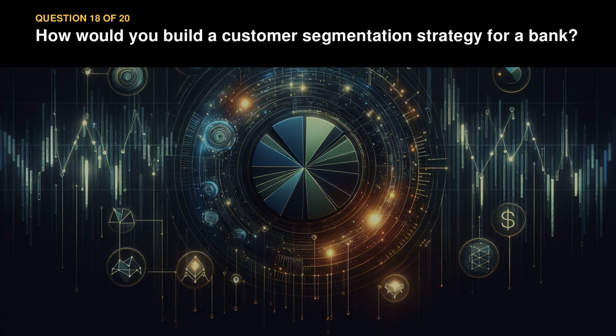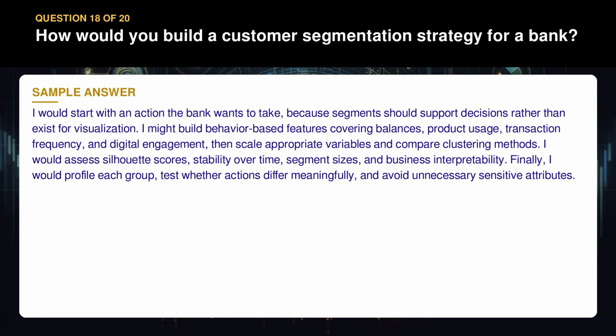Question 18. How would you build a customer segmentation strategy for a bank? I would start with an action the bank wants to take, because segments should support decisions rather than exist for visualization. I might build behavior-based features covering balances, product usage, transaction frequency, and digital engagement, then scale appropriate variables and compare clustering methods. I would assess silhouette scores, stability over time, segment sizes, and business interpretability. Finally, I would profile each group, test whether actions differ meaningfully, and avoid unnecessary sensitive attributes.